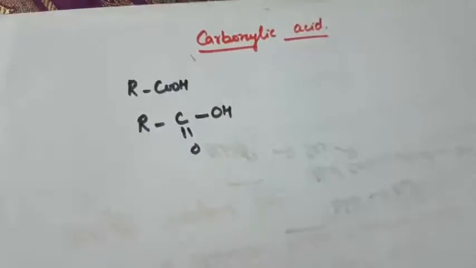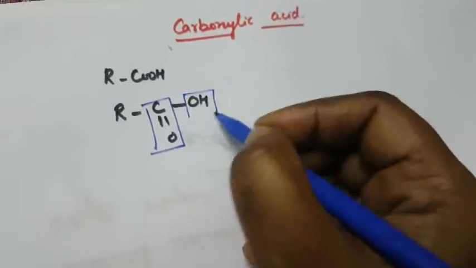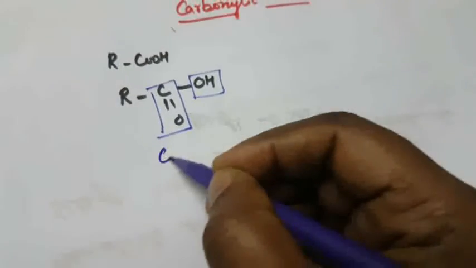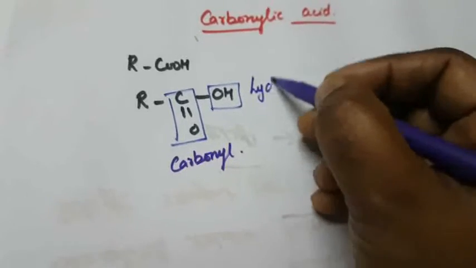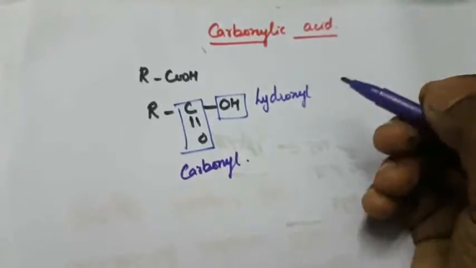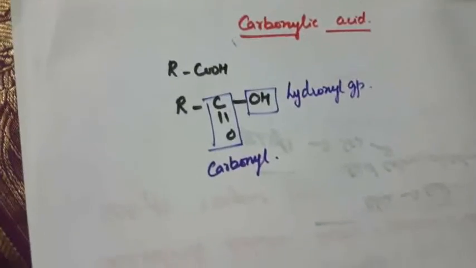What is this compound name? So this is called the carbonyl group. This is called the hydroxyl group. So that is how we explain what the carboxyl group is. This is carbonyl, this is the hydroxyl group. So this is called carboxylic acid. The carboxyl group is its own characteristic.